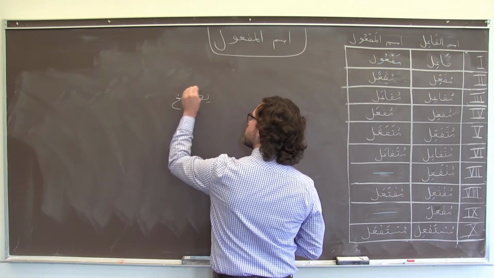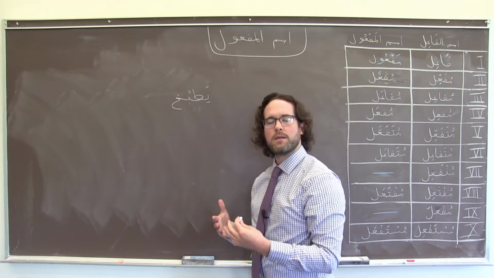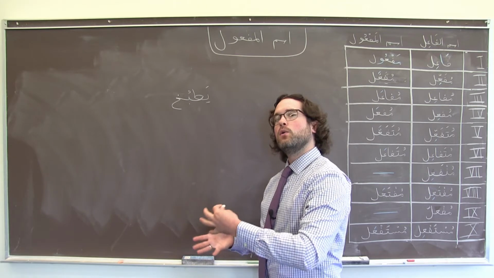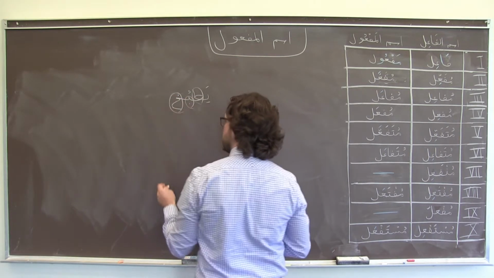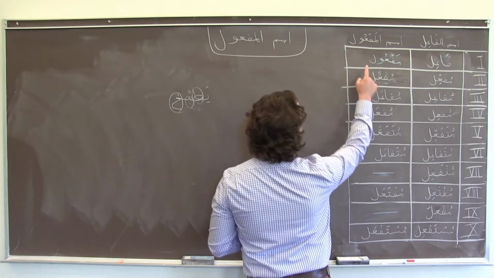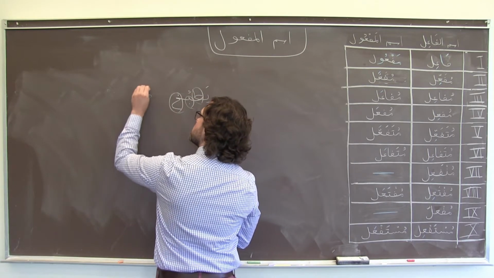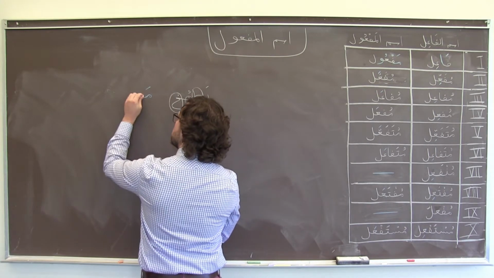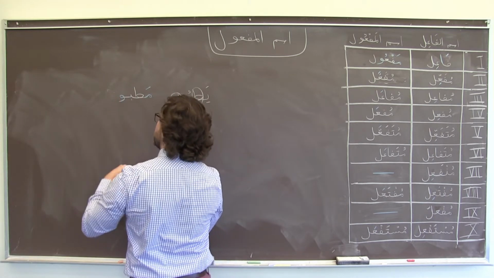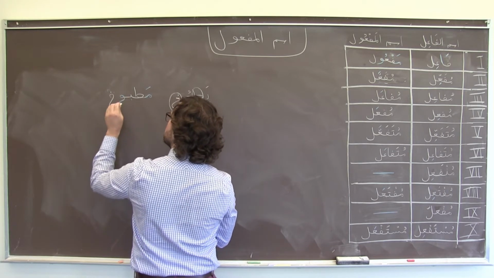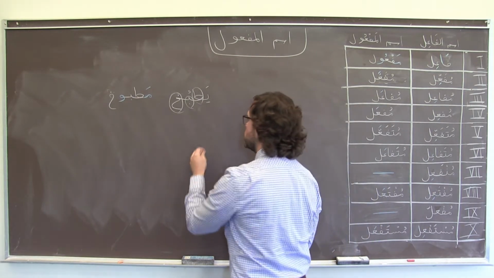yatbukh, meaning to cook, or he cooks in this conjugation. But if I want to talk about something being cooked, like cooked or uncooked food, I could take the judr, the 3-letter root, and then apply this wazn that I have right here. And I wind up with matbukh, which means cooked.